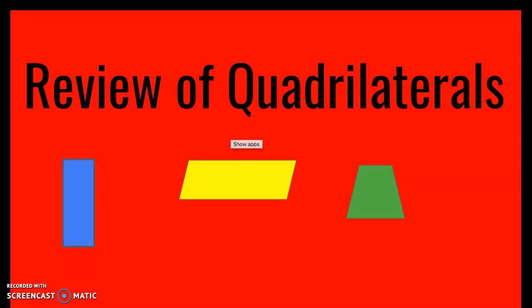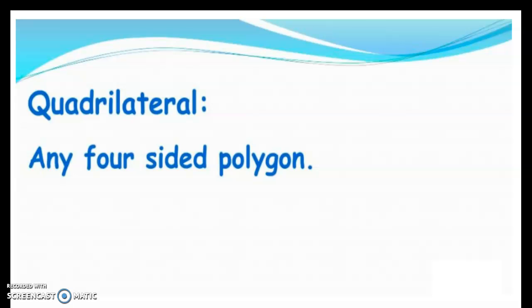We've been learning about quadrilaterals for the last week, and today will be the last day that we spend on quadrilaterals. So we're going to review quadrilaterals, what they are, and how to describe them. So a quadrilateral is any four-sided polygon. It may or may not look like what you're used to seeing, like a square or rectangle or trapezoid.